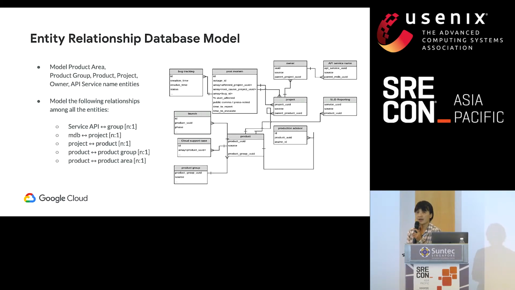Here is an example diagram of the entity relationship model. The entities include product group, product area, product, project, API names, and owners of the services. And the relationships among them are mostly one-to-N relationships.